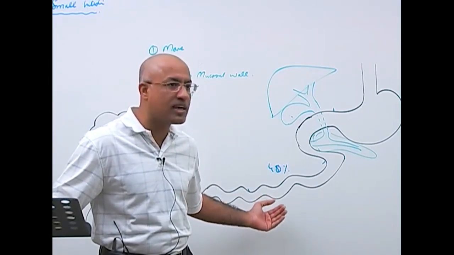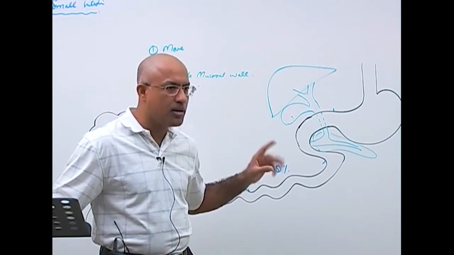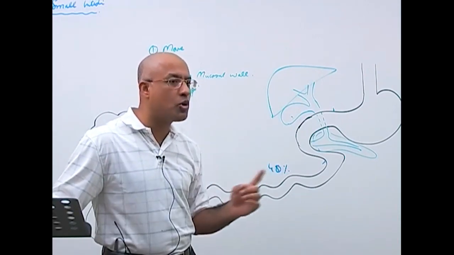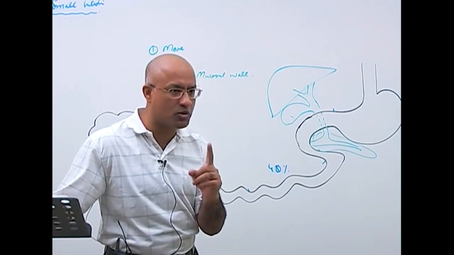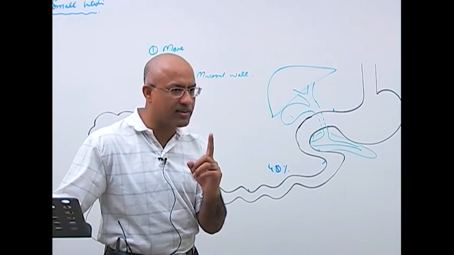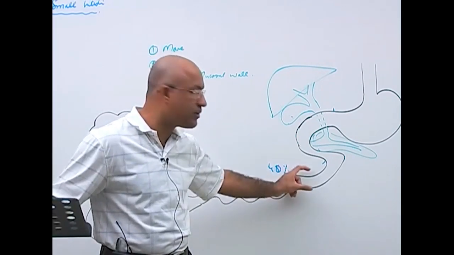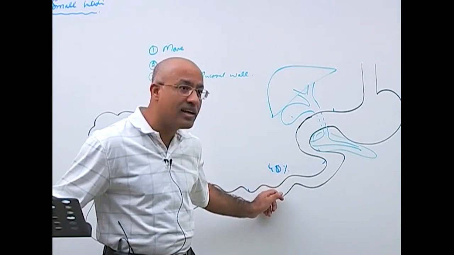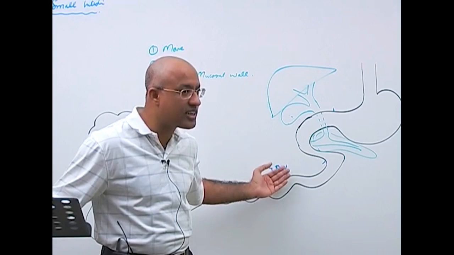So what kinds of activities does muscularis mucosa have? Number one, muscularis mucosa is controlled by the submucosal plexus. Secondly, muscularis mucosa produces different kinds of infolding of the mucosa in the lumen so that surface area is increased.